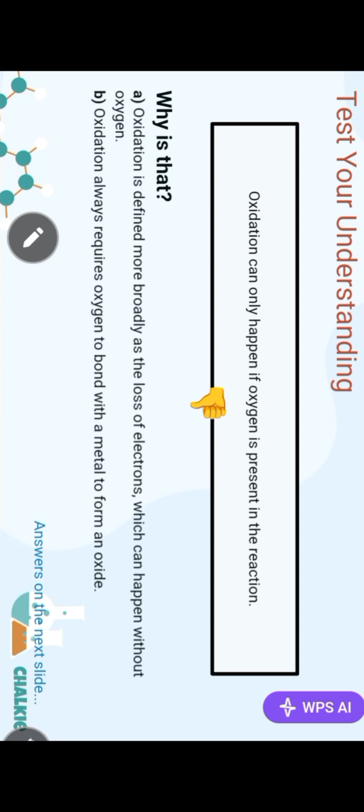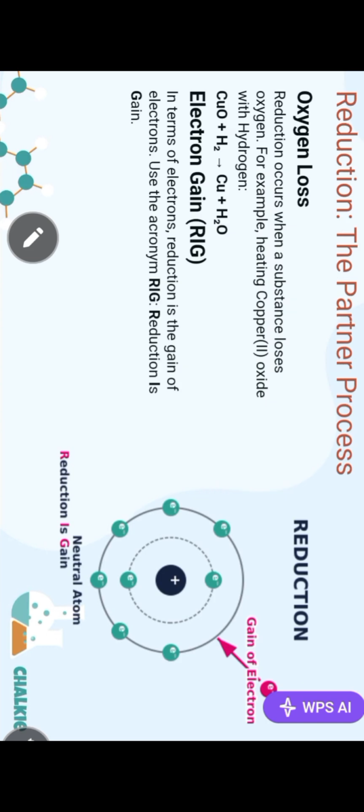So in the equation I gave on the zinc, zinc plus 2 electron minus to give us zinc 2 plus, I did not add oxygen to that equation, and I also said oxidation has taken place. So oxidation can take place even without the presence of oxygen. So you can see the answer is the first one. Oxidation is defined more broadly as the loss of electron, which can happen even without oxygen.